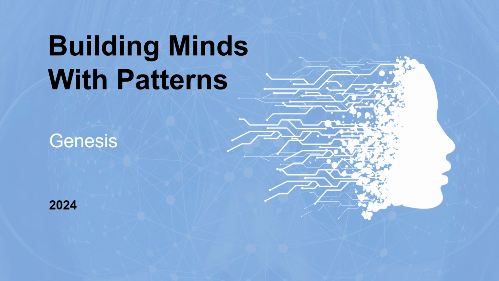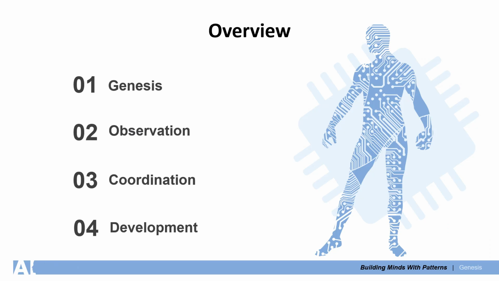This talk in the Building Minds with Pattern series is about the creation of an artificial mind. This is the first talk in a three-part series covering the genesis of an artificial mind, the process of observation, the coordination of a mind with its reality, and the development of an artificial mind from infancy through adolescence.